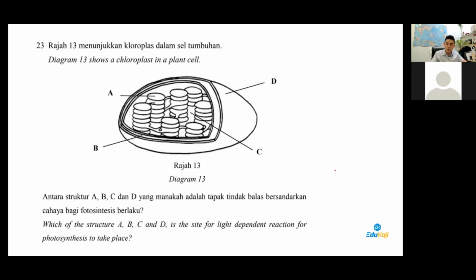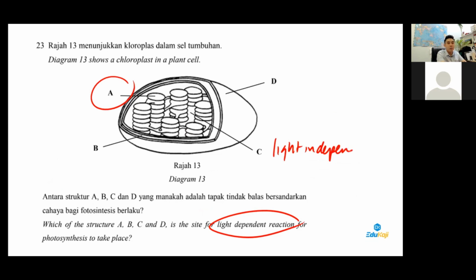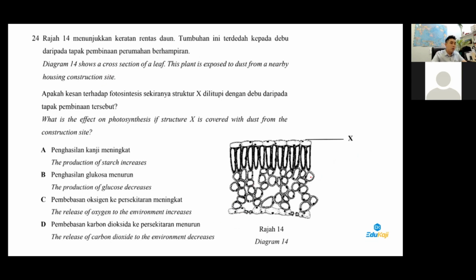Now 23, guys, 23 Form 5 part 2. Light dependent, granum. Easy question. 23A. A is granum. If they ask you light independent, then your answer is C, because light independent reaction occurs in the stroma. Stroma is the fluid. So 23, answer A.